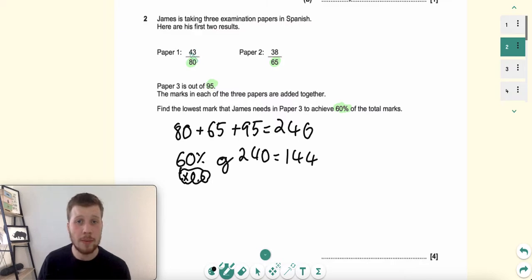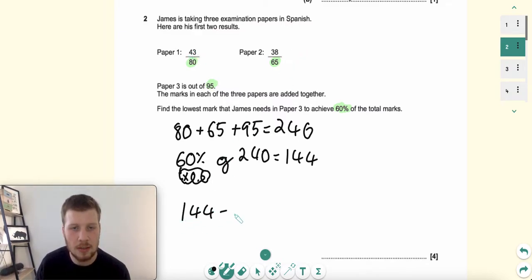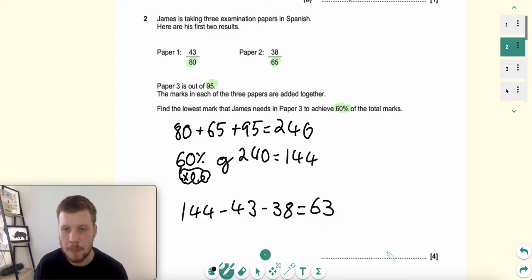He's already done 2 papers. He's got 43 and 38. So to work out what else he needs to get, let's just take them away. Taking away 43, taking away 38, that's going to give me 63. So therefore he needs 63 marks on his final paper to get that 60% in total. Good luck, James.